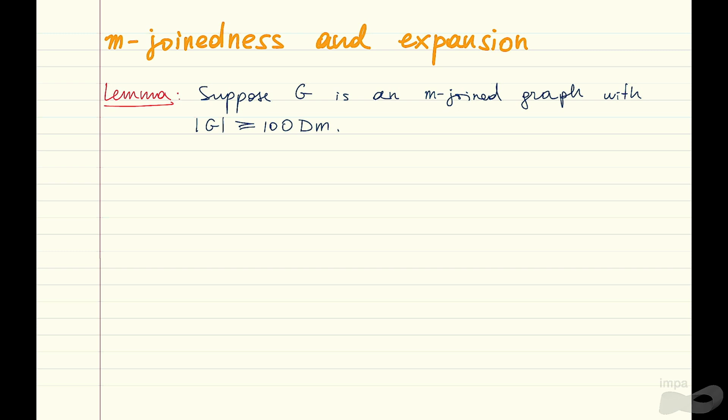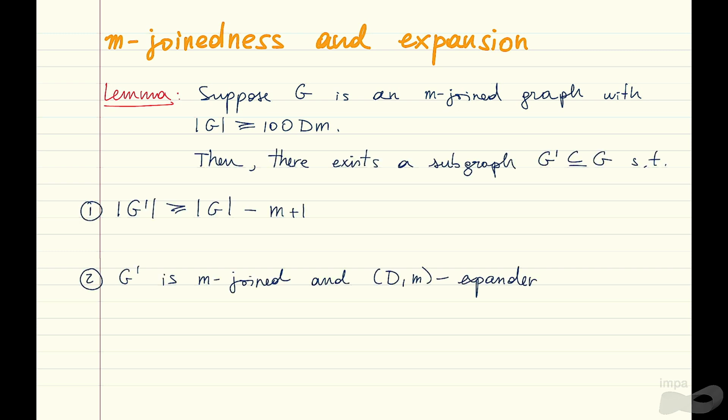We can prove that these two definitions are actually very, very related. So if you have a graph G which is m-joined, and we have some condition on the size of G, so it's at least, let's say, 100 times D times m, then we can find a subgraph G' which is going to have size very close to G. So we only miss at most m minus 1 vertices. And this graph G' is going to be m-joined because G was m-joined, but also it's a (D,m)-expander. So if we have a graph which is m-joined, we can remove a very tiny fraction of the vertices, and the graph is going to be m-joined, but also an expander. So these two properties are very well related.